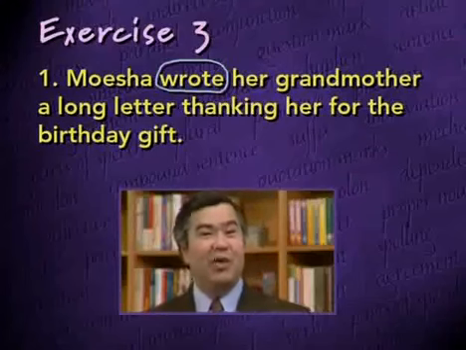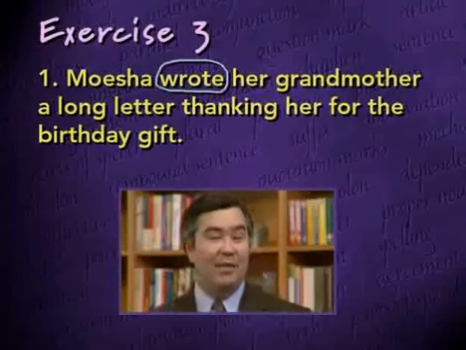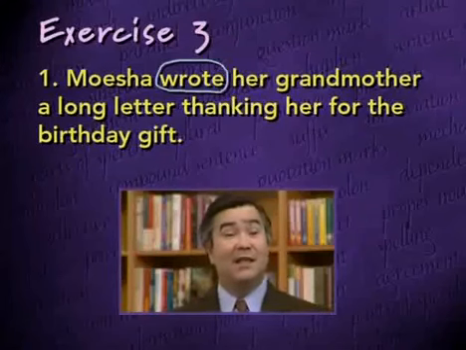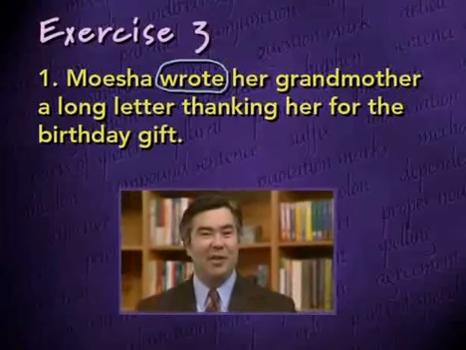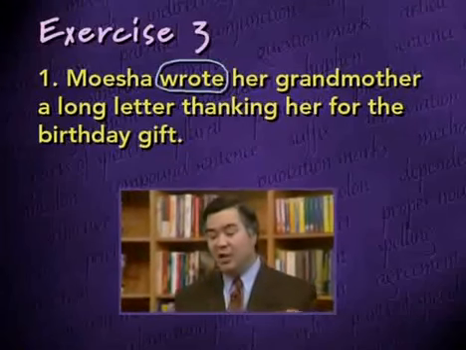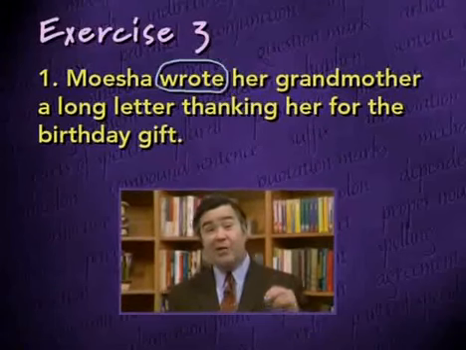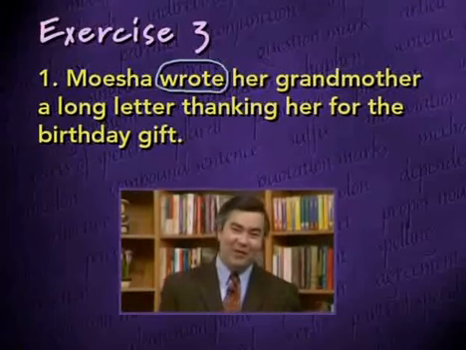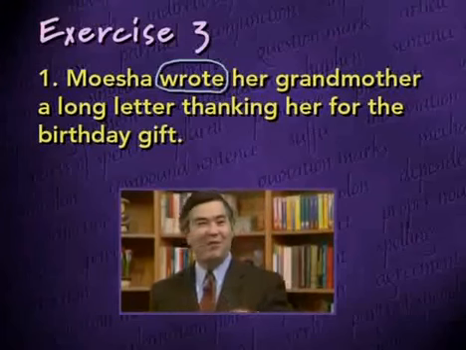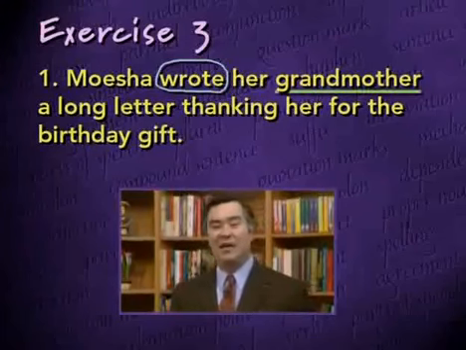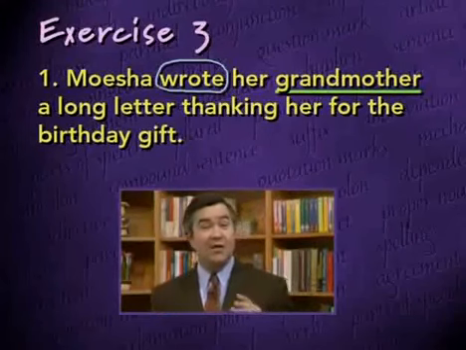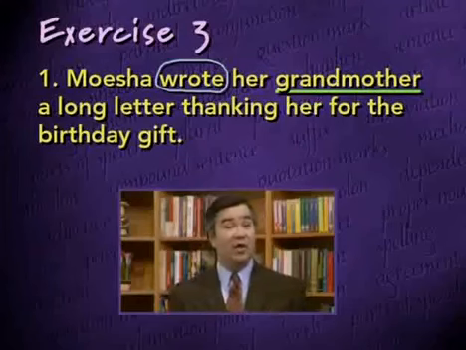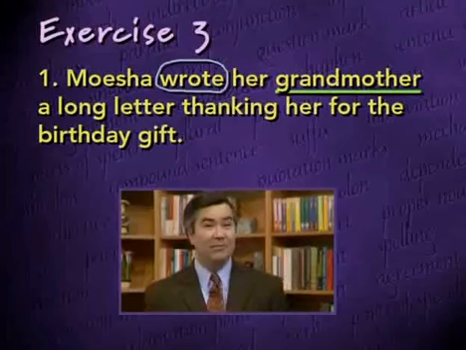Now the tricky question, is there an indirect object? That is, is there something in the sentence that tells us to what, to whom, or for whom the letter was written? Well, the letter was written to Moesha's grandmother, and that noun grandmother appears in the sentence between the verb and the direct object. Therefore, it's in the right place for an indirect object, and that, in fact, is what it is. So the noun grandmother is the indirect object here. It answers the question, to whom Moesha wrote the letter. And that's the answer for this first question.